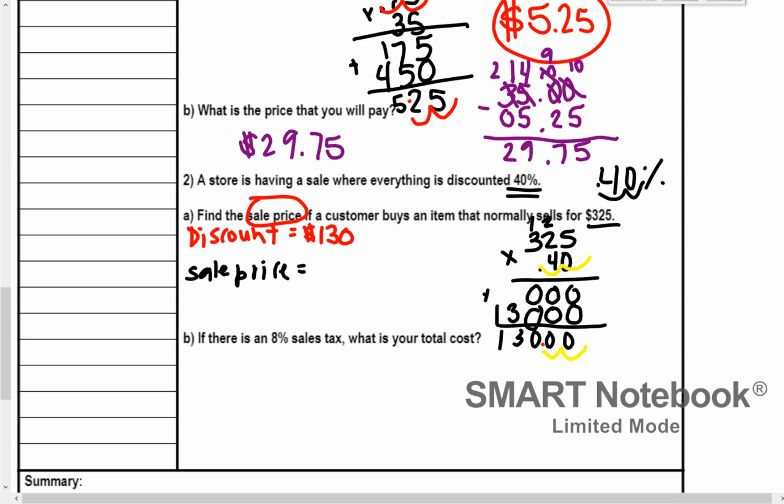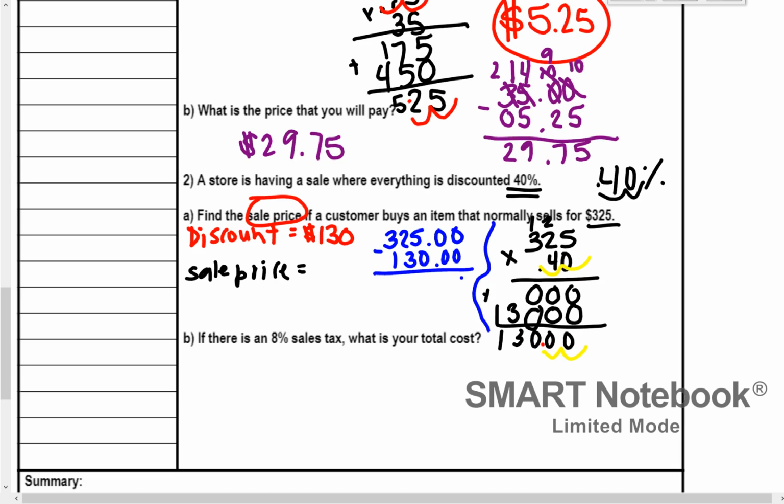I'm doing another color just in case it kind of bleeds in with this other work. All right, so I have $325. Remember, the original item always comes first. And we are subtracting the discount of $130. This is a nicer of a subtraction problem than we had before.